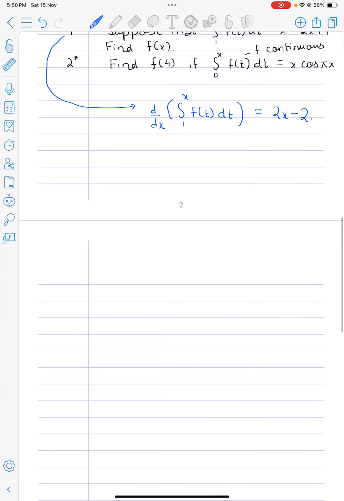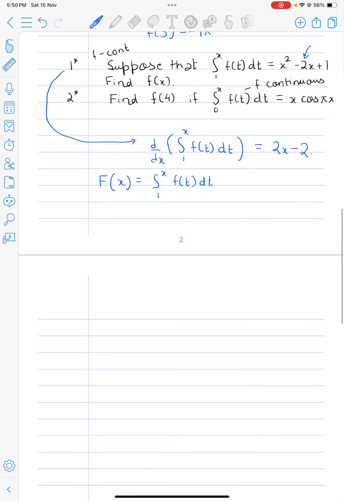Now you see, if you say F(x) is the integral from 1 to x of f(t) dt, then F dash x is given by f(x), right? And this whole part denotes F dash x, right?